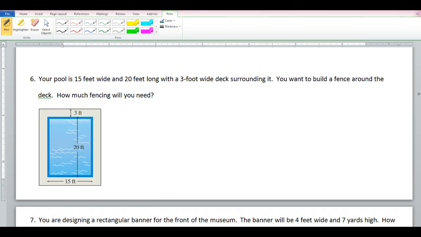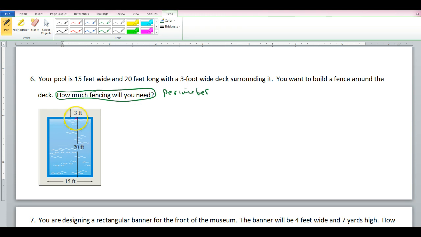So now, pretty good application here. Your pool is 15 feet wide and 20 feet long with 3-foot wide decks surrounding it. You want to build a fence around the deck. How much fencing will you need? First thing you need to determine is, right, when I'm determining fencing, do I need to find area or perimeter? Well, fencing goes around. It doesn't cover the surface, right? So when we look at it, this tells us we would use perimeter.